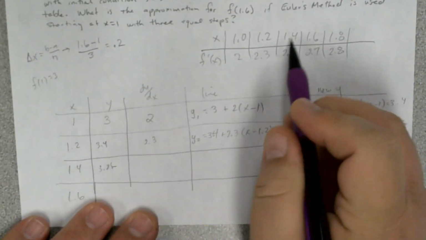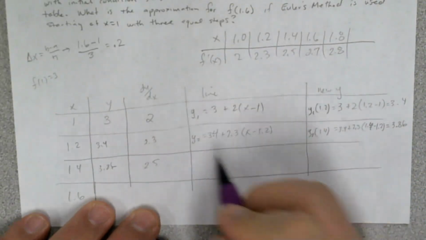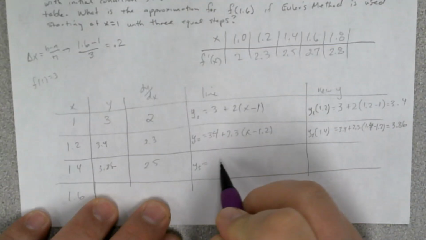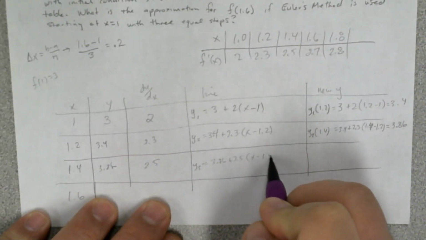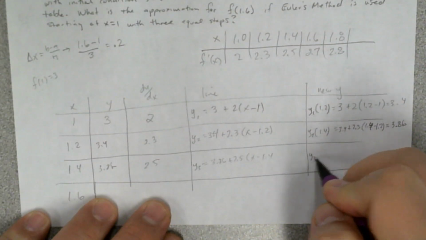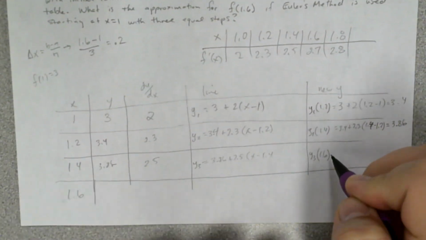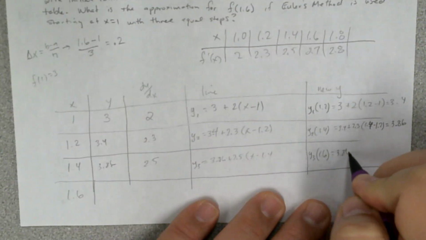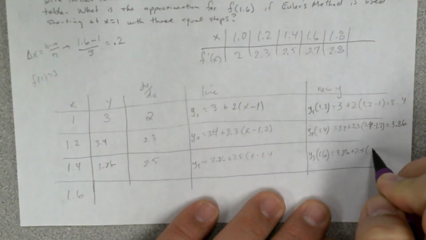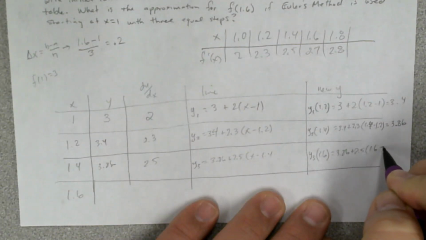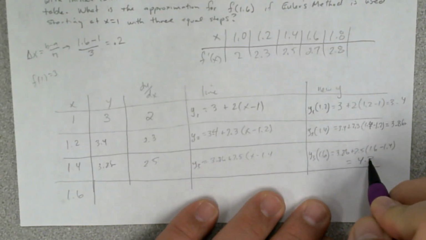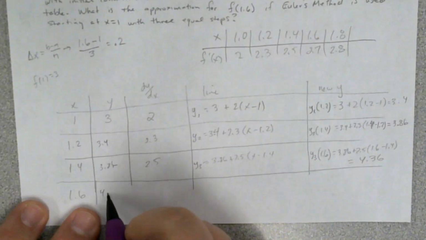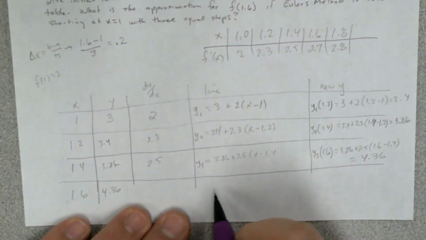At 1.4, the slope is 2.5. And so we just keep on going until we get to the value that we're looking for. Plus 2.5 times x minus 1.4. And then this will get us our final answer here at 1.6. 3.86, 2.5, 1.6 minus 1.4, and this will give us 4.36. So 4.36. And then here's how you want to write it.